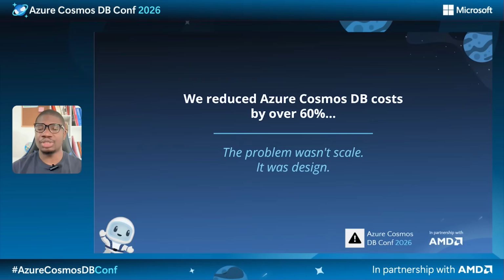We reduced Azure Cosmos DB cost by over 60%. The problem wasn't scale, it was design. The issue was not that the system had grown too large. The issue was that the way we were partitioning, indexing, querying, and storing data made the workload much more expensive than it needed to be. So today I'll be showing the bad design, the fixes applied, and the patterns you could fit back into your own system.